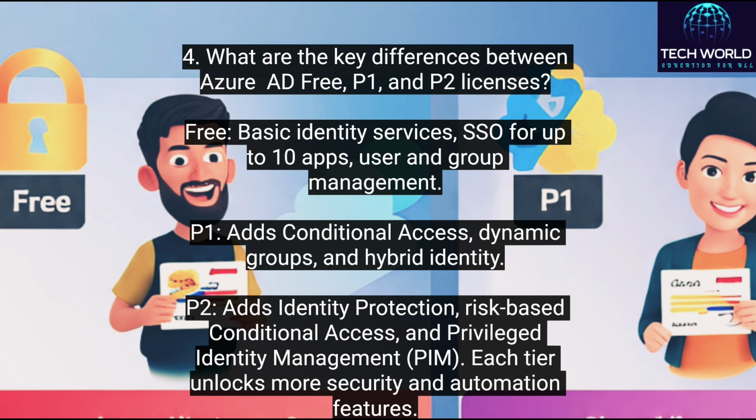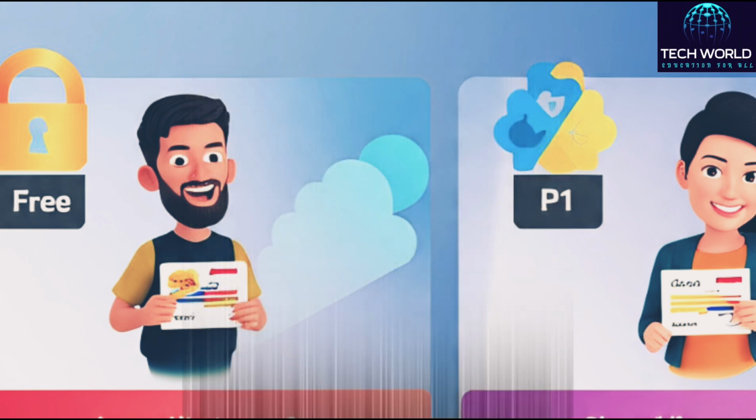4. What are the key differences between Azure AD Free, P1, and P2 licenses? Free: basic identity services, SSO for up to 10 apps, user and group management. P1: adds conditional access, dynamic groups, and hybrid identity. P2: adds identity protection, risk-based conditional access, and Privileged Identity Management, PIM. Each tier unlocks more security and automation features.